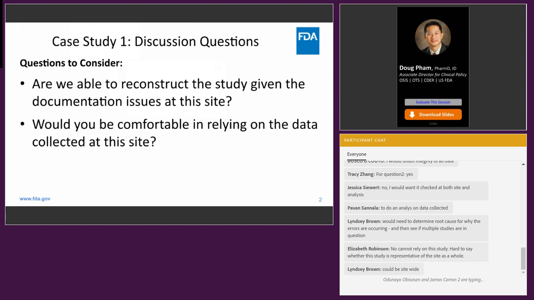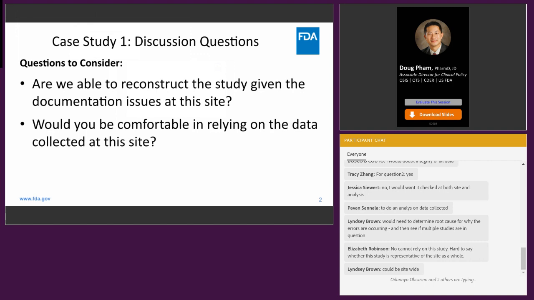And that's a way that we can see whether it can be attributed to the entire site, or it may just be an isolated thing to this particular study and a particular set of study coordinators. You know what I mean?